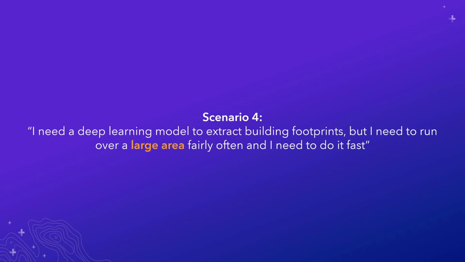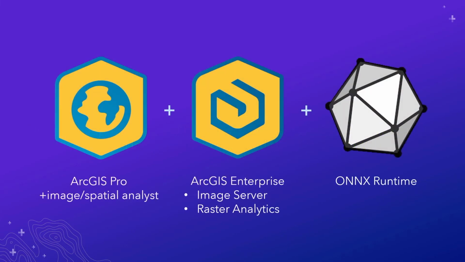So scenario 4. I need a deep learning model to extract building footprints, but I need to run it over a large area fairly often, and I need to do it fast. Well, in this case, we're talking about the same thing, basically, but you'll notice one difference. We're using ArcGIS Pro, we're using ArcGIS Enterprise, Image Server, and Raster Analytics, but in addition to that, we're also going to use the ONNX runtime.